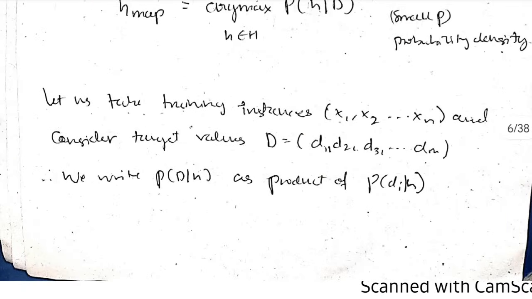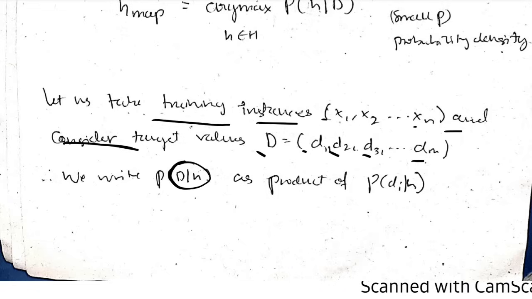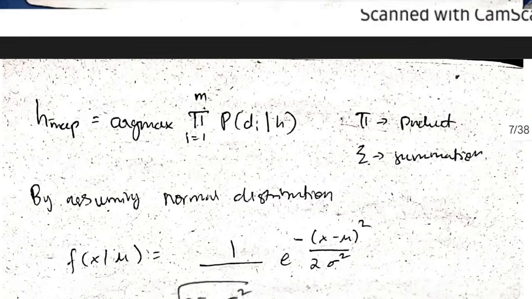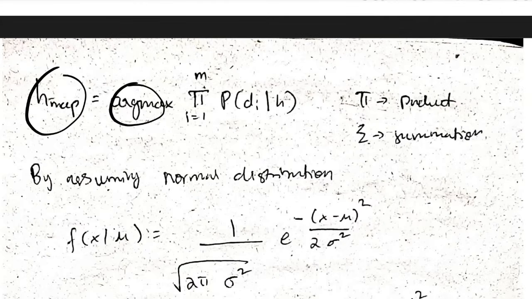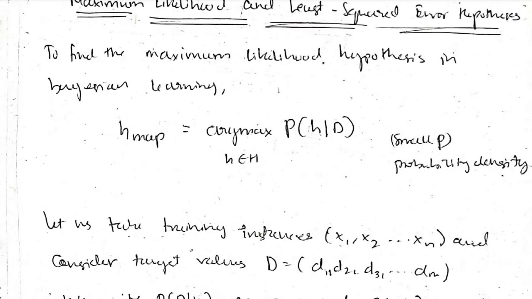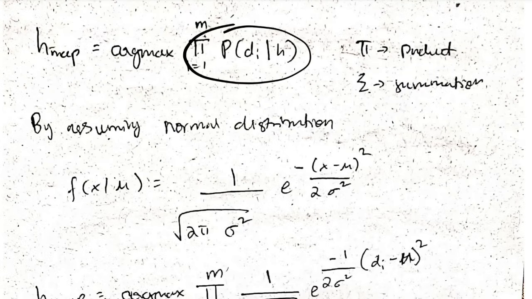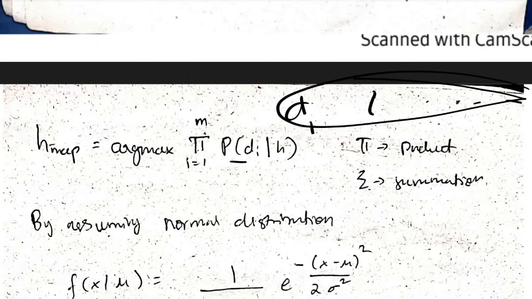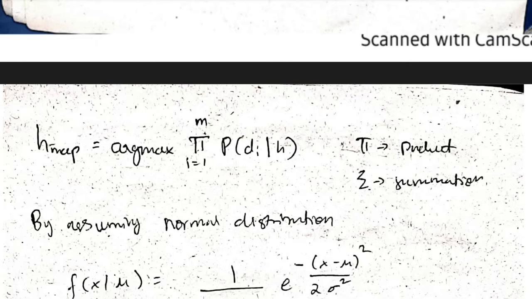Okay, so we'll be considering two things. Let us take the training instances x1, x2 till xn and consider the target values d equal to d1, d2, d3 till dm. We write p of d given h as the product of p of di given h. D is composed of many small d, right? So we'll be multiplying each of these to get the final answer as capital D. Okay, so how can we write it? H map is equal to argmax, and this is how I wrote it: in the place of h given d, I'll be writing this one. Okay, di given h. How am I writing di given h? All the possible di values like d1, d2, d3, d4, all if I multiply, I'll get capital D. So that's why I've written this one, and this is called the product.